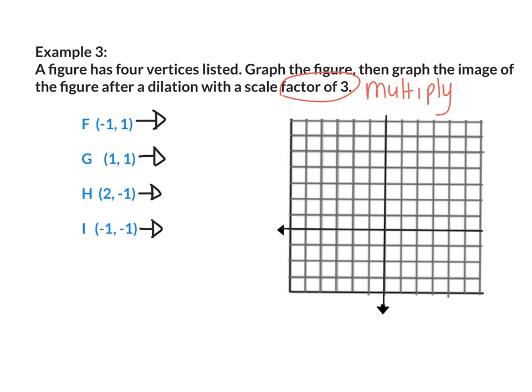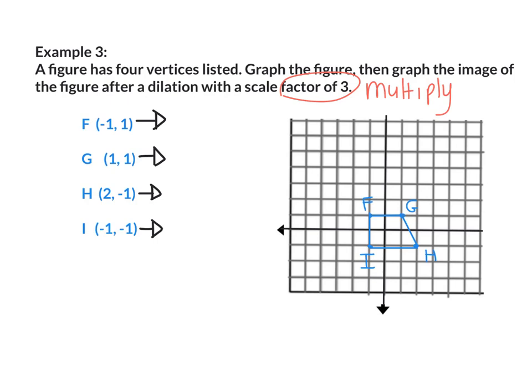F is at (-1, 1). I'm going to start at the origin, go left 1, up 1. That would be F. Now G is at (1, 1). Start at the origin, go right 1, up 1. That would be G. Now H is at (2, -1). Start at the origin, go right 2, down 1. That would be H. Now I is at (-1, -1). Start at the origin, go left 1, down 1. That would be I. Now I'm going to connect my dots, and that would be my image.